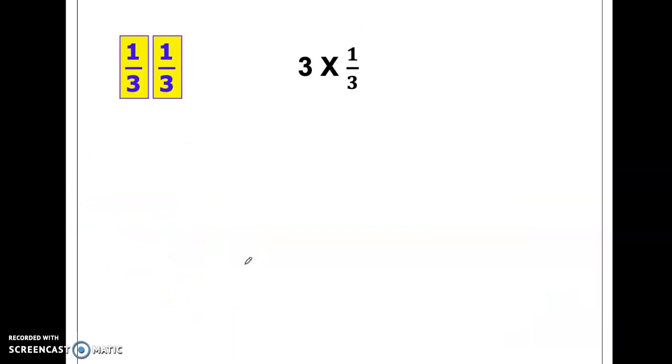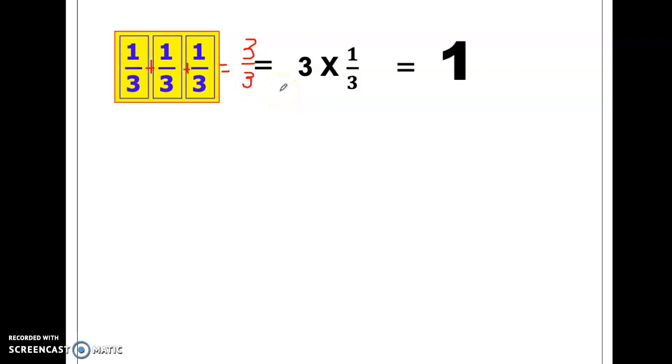Here's another example. If we have 3 times 1/3, that means that it would take 3 times 1/3, 1/3, 1/3 plus 1/3. If we add them all up, it will give us a total of 3/3. And 3/3 is equivalent to 1.